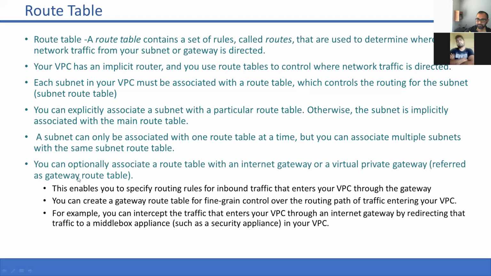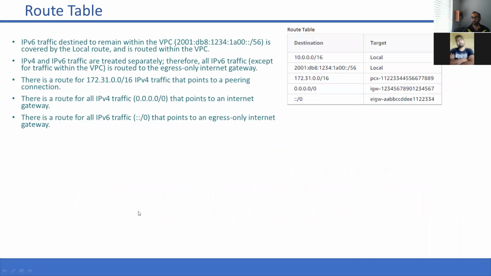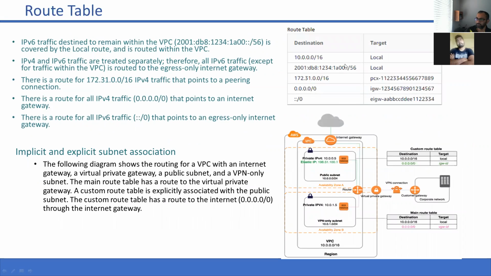So this we discussed. You can optionally associate a route table with an internet gateway, what's referred to as a gateway route table. This enables you to specify routing rules for inbound traffic that enters your VPC through a gateway. You can create a gateway route table for fine-grained control over the routing path of traffic entering your VPC. I think we saw a diagram for this. Did we not?